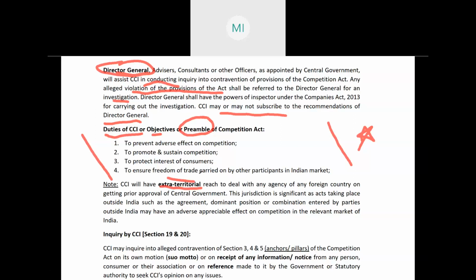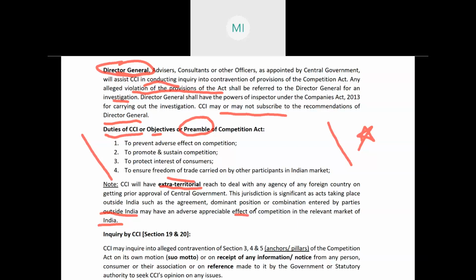If an act takes place outside India but has an impact in India, an effect in India, then as long as this is there, CCI has extraterritorial jurisdiction also.